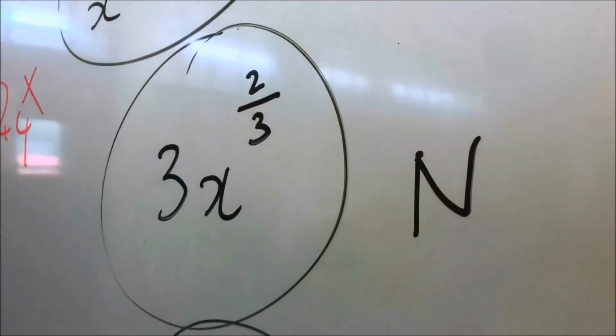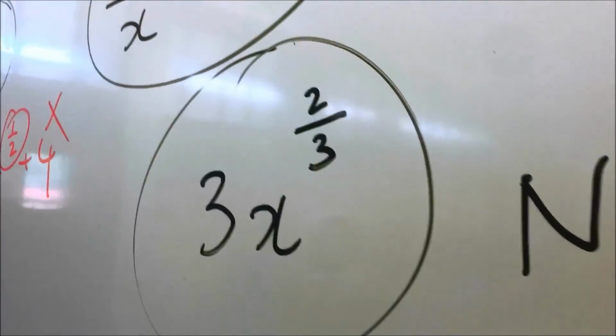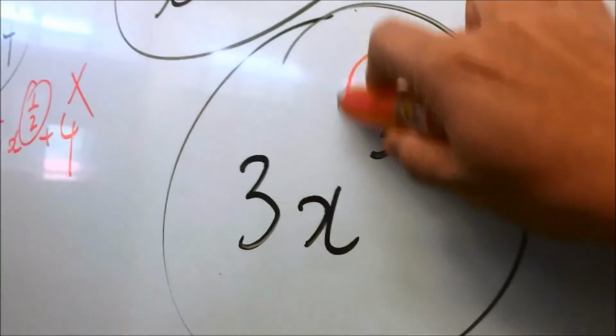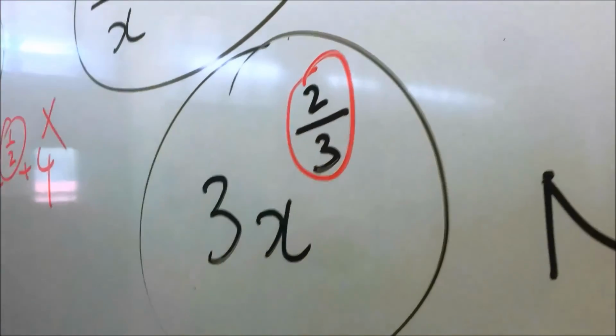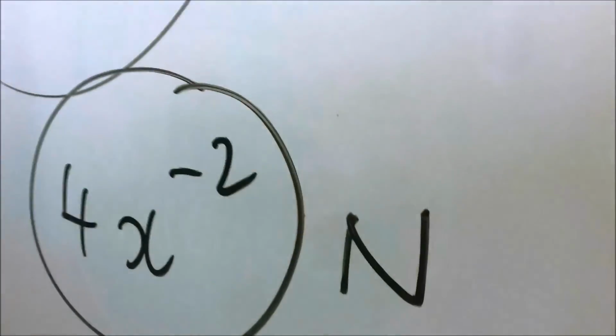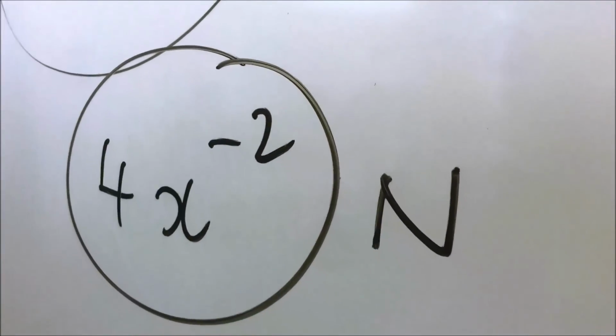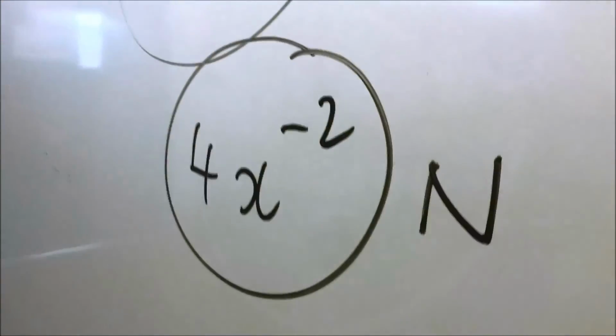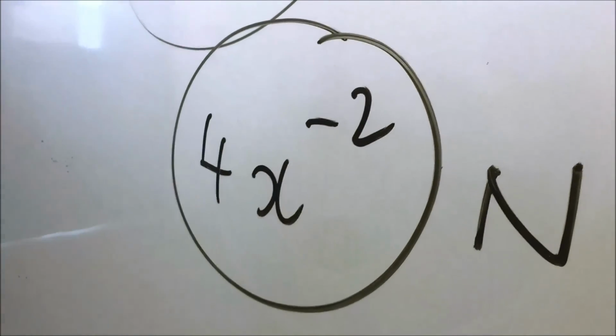Okay? So the same with this, 3x to the power of 2/3, because it's 2/3, this is not a whole number, therefore it is not a polynomial. Same thing for 4x to the power of negative 2. The power is negative, so it is not a polynomial.